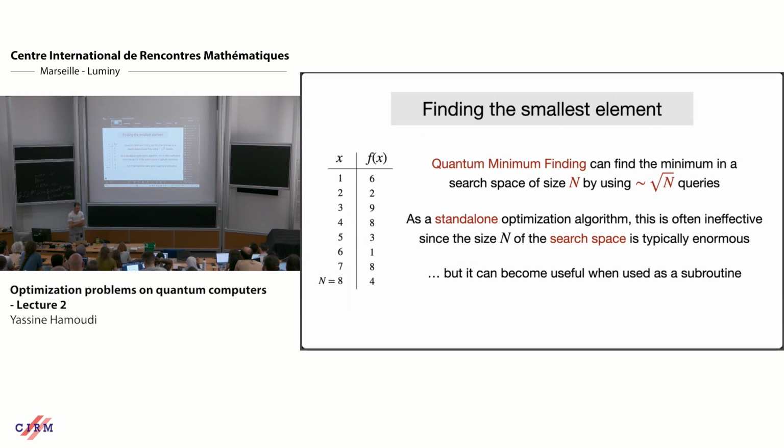So what we'll see in a minute is it is actually useful, but it has to be used in combination with other techniques. And typically, a first step is going to be reducing the search space of minimum finding to something much smaller than capital N. And then in the smaller search space, we'll achieve a quadratic speedup, which overall will give us a non-trivial quantum algorithm.